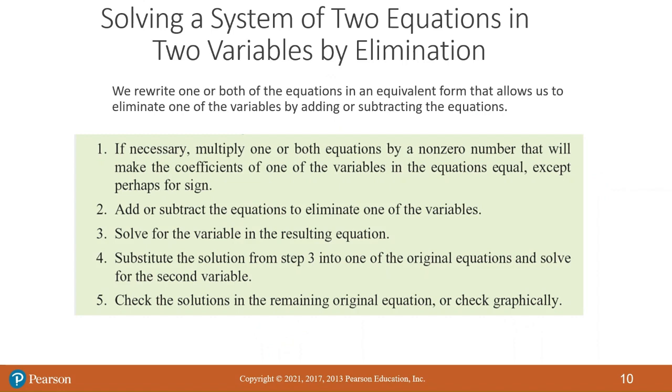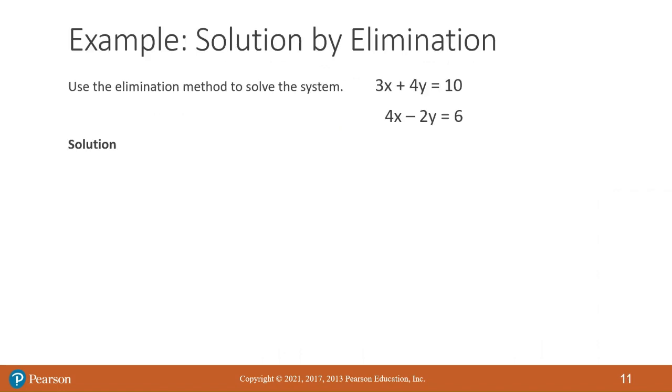So, solving a system of two equations and two variables by elimination. We will rewrite one or both of the equations in an equivalent form that allows us to eliminate one of the variables by adding or subtracting the equations. If necessary, we will multiply one or both equations by a non-zero number that will make the coefficients of one of the variables in the equation equal, except perhaps the sign. We will add or subtract the equations to eliminate one of the variables, solve for this variable in the resulting equation, substitute the solution from step 3 into one of the original equations, and solve for the second variable. We will then check the solutions in the remaining original equation, or we will check graphically.